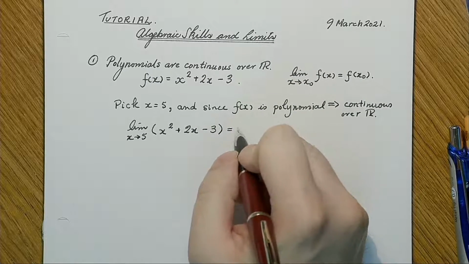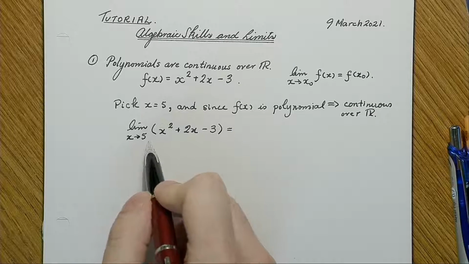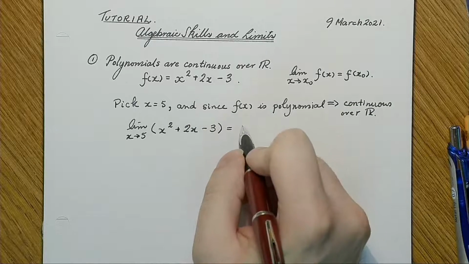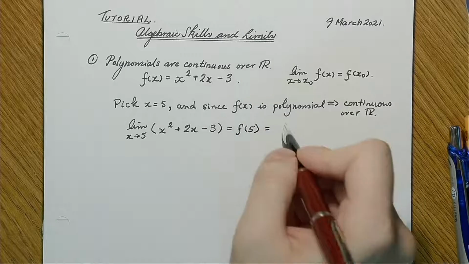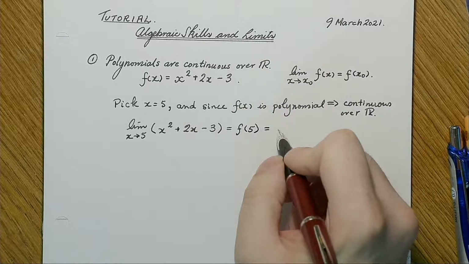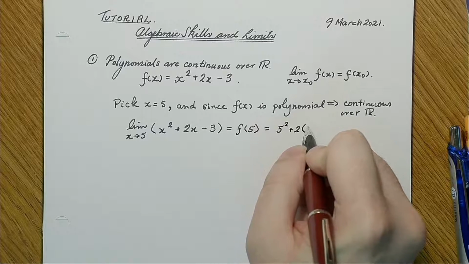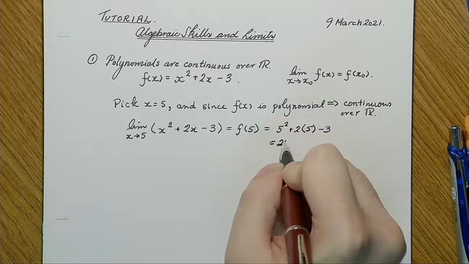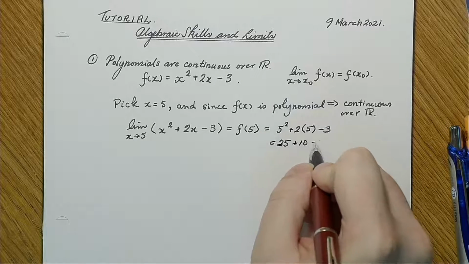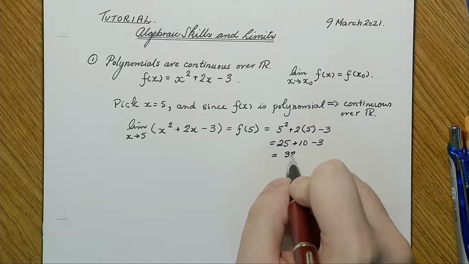So using this, I have my function here. I'm going to let that x go to 5, which means that I should evaluate that function at 5. So I can just substitute those values in, because again, it's continuous. So then I get 5 squared plus 2 times 5 minus 3, which is 25 plus 10 minus 3. So that's 35 minus 3, which gives me 32.